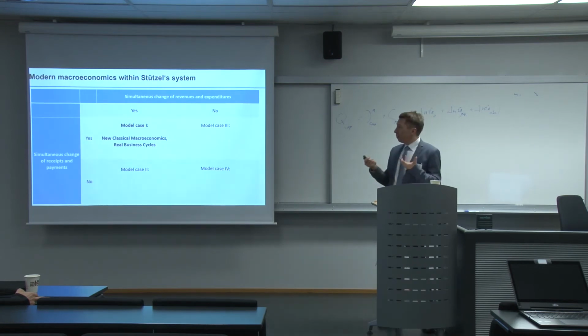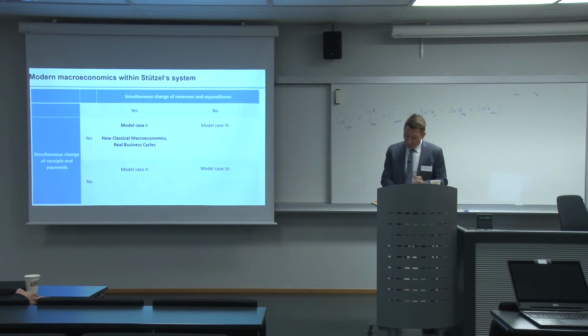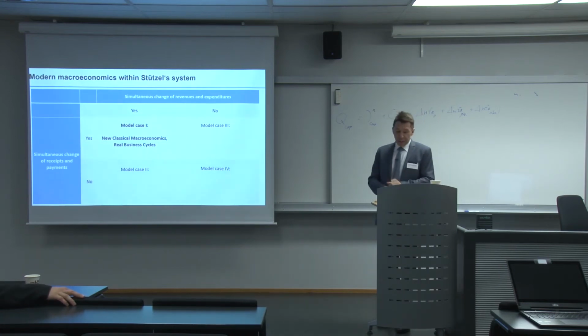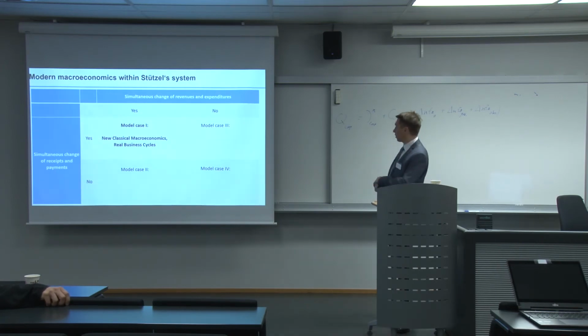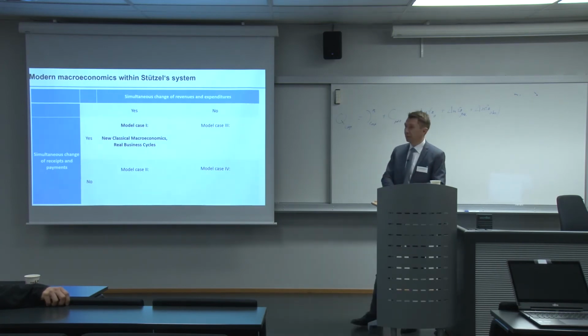The optimizing representative individual reacts to changes in technology and productivity by changing his consumption and labor supply decisions. A positive technological shock leads to an increase in the real wage and makes it profitable to increase labor supply, so that production increases. And the reverse holds true for a negative technological shock.